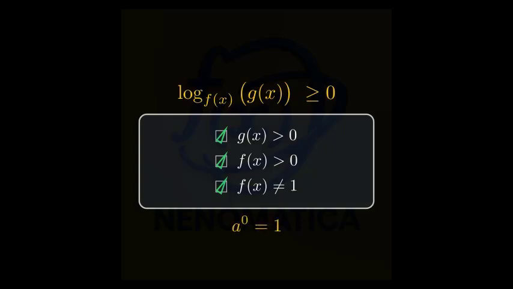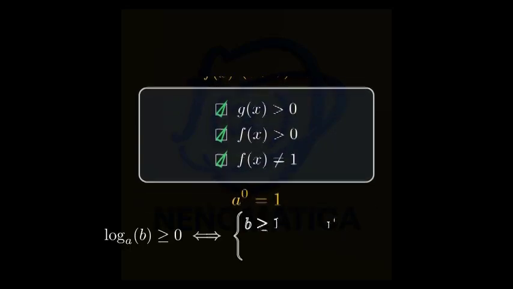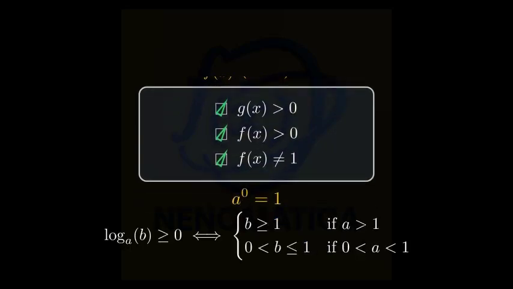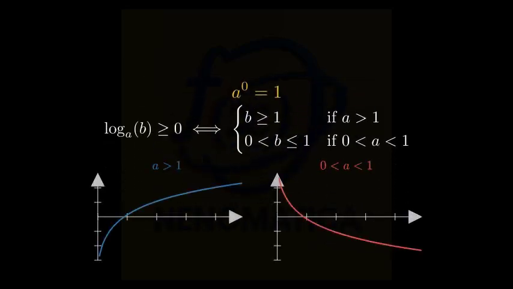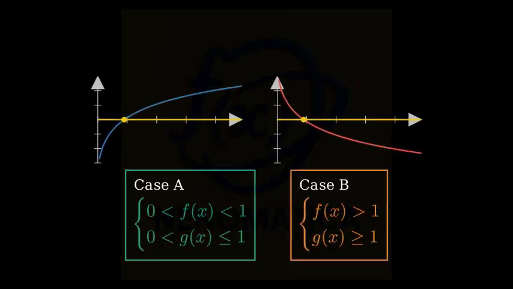The next idea is this: any base raised to 0 equals 1. So, saying log base a of b is greater than or equal to 0 is comparing b to 1. If the base is greater than 1, the logarithm is increasing, so b must be greater than or equal to 1. If the base is between 0 and 1, the logarithm is decreasing, so b must be less than or equal to 1, but still positive. Let's visualize both behaviors.